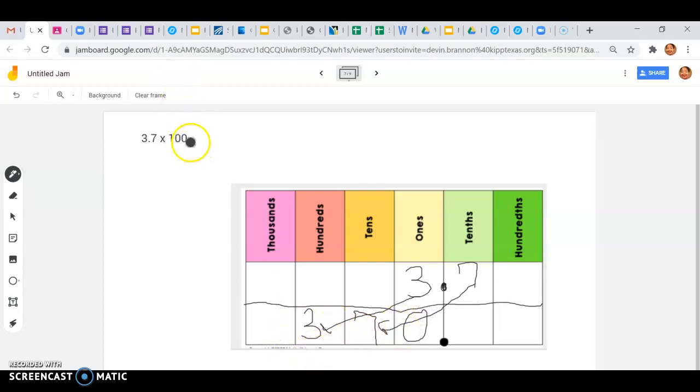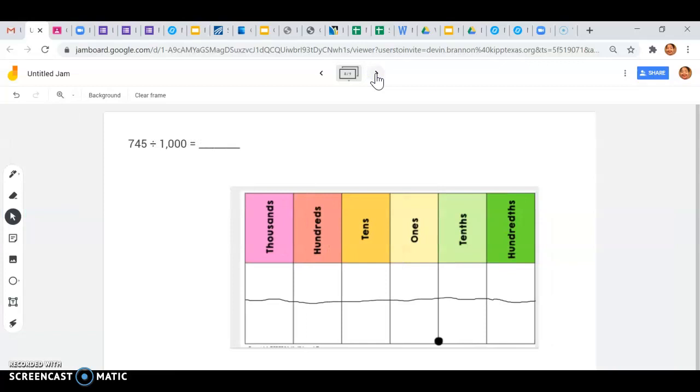So now our answer, instead of 3 and 7/10, is going to become 370 because we shifted it 2 times to our left, right? Well, we did our tens. If we're dividing by 10, we know that we're moving to the right 1. If we're multiplying by 10, we're moving to the left 1 because that's the way our place value chart normally moves. If we're dividing by 100, we're moving it 2 spaces to the right. And if we're multiplying by 100, we're moving it 2 spaces to the left.